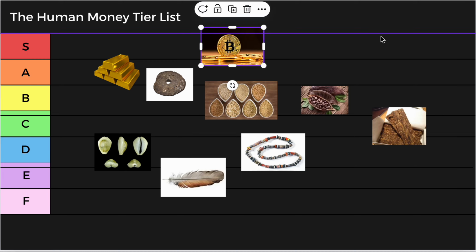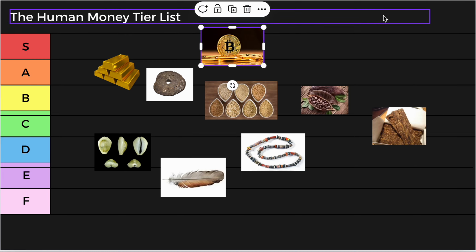So I think this is going to be a good hard money tier list. What do you guys think? Do you agree with this money tier list? Do you agree that Bitcoin is the perfect asset and ranks high on all the categories that we need for a very sound money? I think that the rye stones could go a little higher.